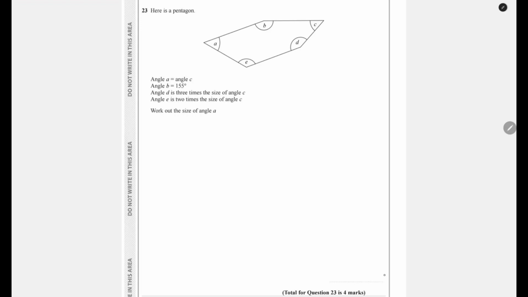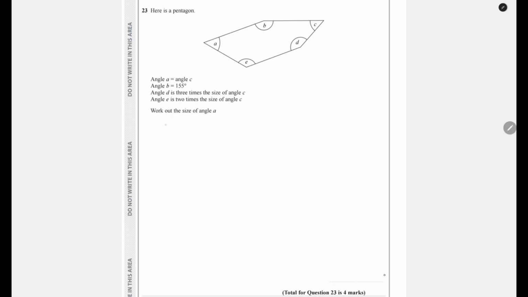Question 23 says, here is a pentagon. Angle A is equal to angle C. Angle B is 155 degrees. Angle D is 3 times the size of angle C. And angle E is 2 times the size of angle C. Work out the angle A.